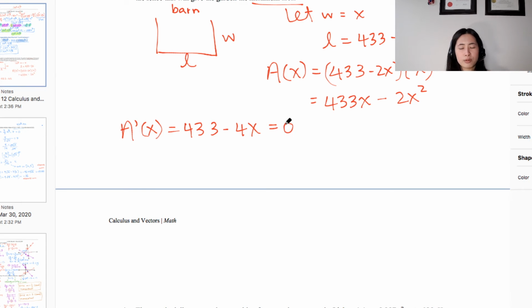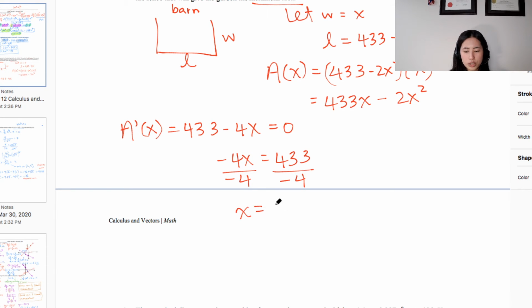And how do we find the maximum area? Well, you need to look at your critical points, right? So your critical points are based on when A prime of x, the first derivative, is equal to 0. Right, so you have negative 4x, which is equal to 433, dividing both sides by negative 4 to isolate x. So x is equal to, let's see, 433 divided by negative 4. Actually, this should be negative 433 because you're moving this to the opposite side of the equation.